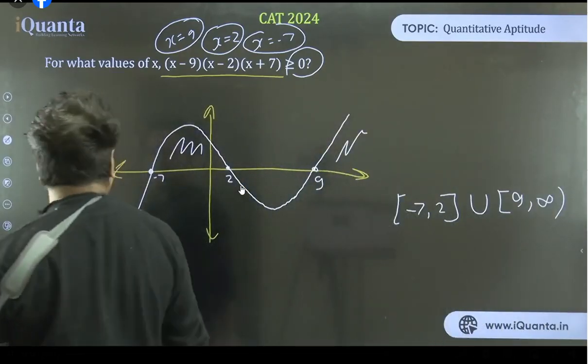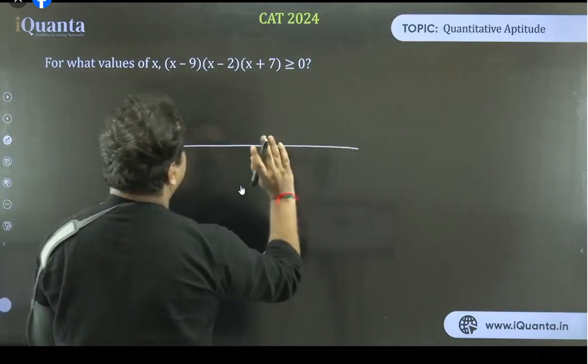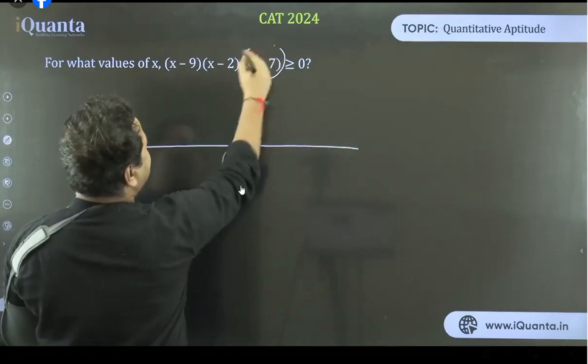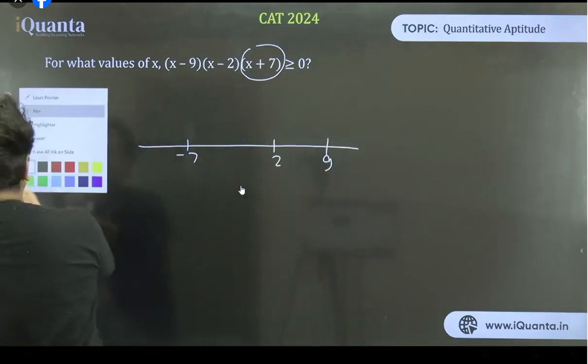So what exactly happens? Now I'll discuss that. इसी चीज को जो wavy curve बोलते हैं उसमें करते हैं. So we draw a number line. Then we mark the critical points. So critical points are minus 7, 2, and 9. Okay? So wavy curve, this is what we do.